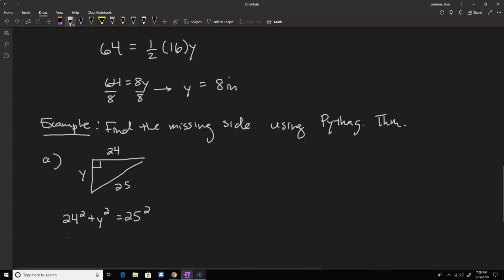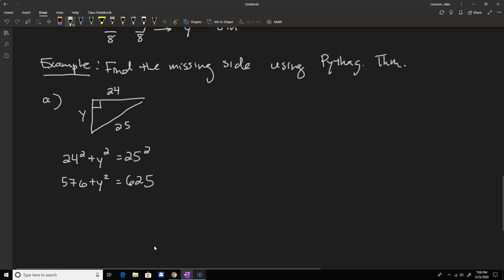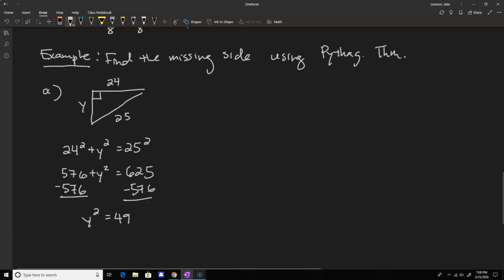So go ahead and plug them into your calculator. So we get 576 plus y squared equals 625. And then we want to subtract 576 from both sides. So doing that leaves 49 on the right hand side, so y squared is equal to 49. Normally we'd have plus and minus the square root, but this is just a distance, so it is a positive value only, so we see that the value of y is 7 for this problem.